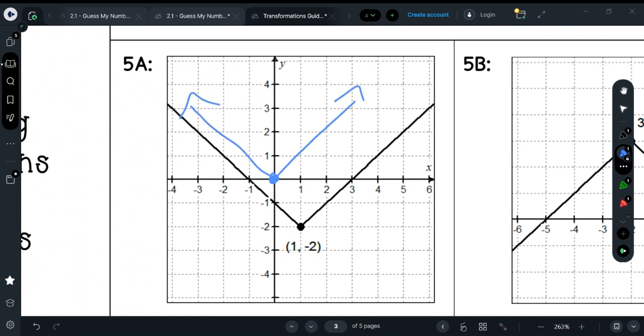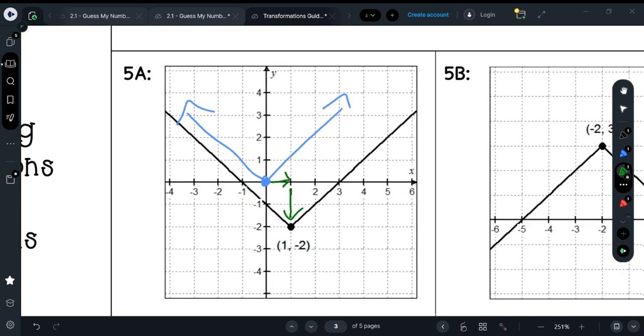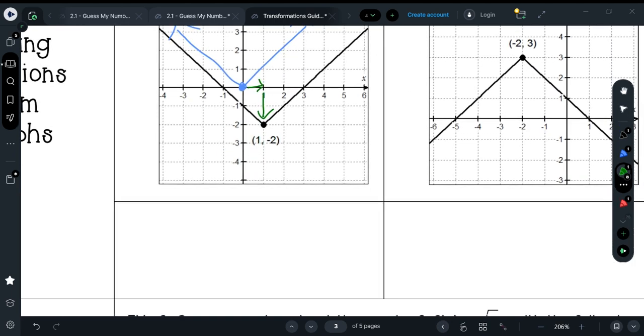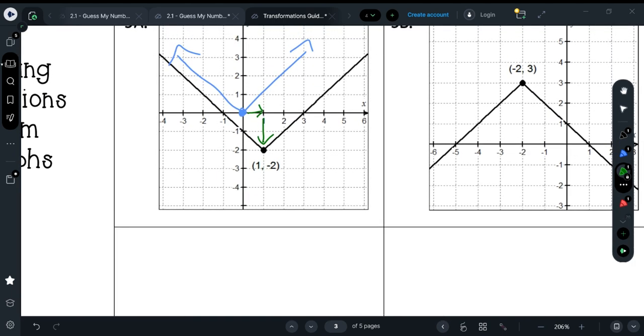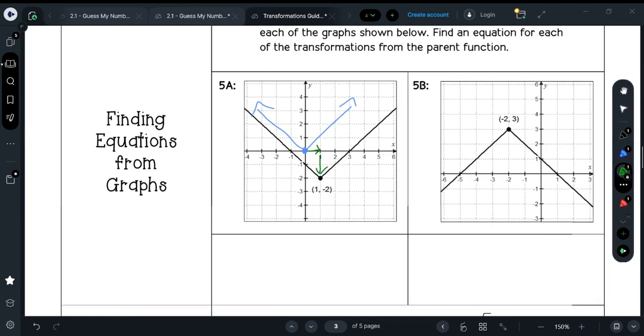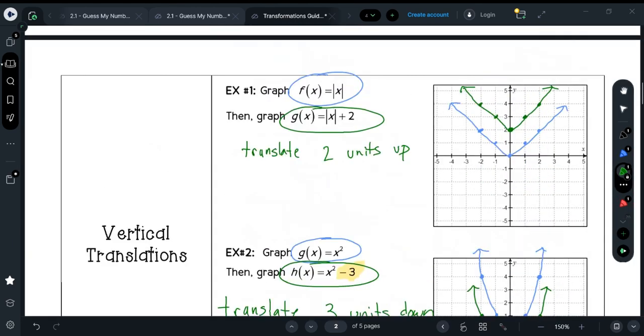So how has this one been moved? Well, it's gone 1 unit to the right and 2 units down. Okay, so it's been translated 1 unit to the right and 2 units down. So let's reference what we have up here. So we're going to the right and we're going down.